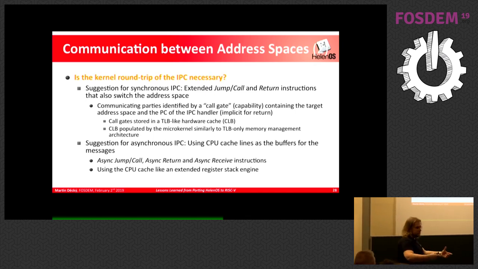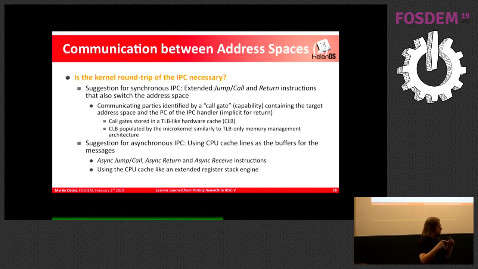So again, the microkernel will be fully in charge of deciding which client can call which server. But for the most frequent calls, the mechanism will be streamlined by the hardware. So the context switching and address space switching will be done by the hardware. For the asynchronous IPC, where there is the need to somehow buffer the payload of the message, this could also be streamlined by the hardware by using cache lines as the buffers. So the data would not even need to go to the main memory.